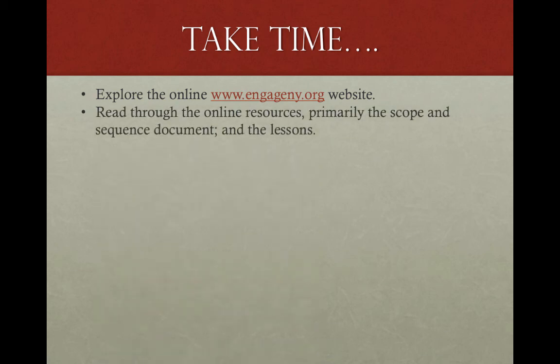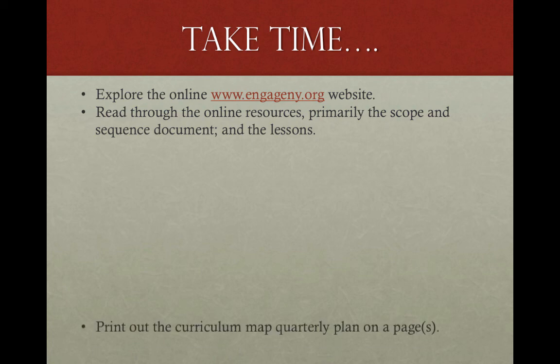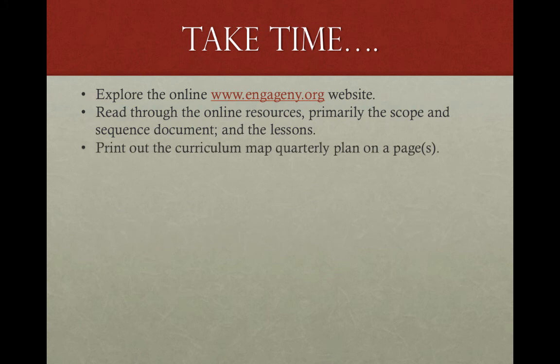This EngageNY resource is taking the research work off of your plate. The scope and sequence is planned out for you, and the resources are provided. Rather than spend your time on various other websites and looking on other resources for materials, spend your time really digging into the EngageNY website. Print out the quarterly map summaries located on the Teaching and Learning webpage that give you a snapshot of what the quarter looks like.